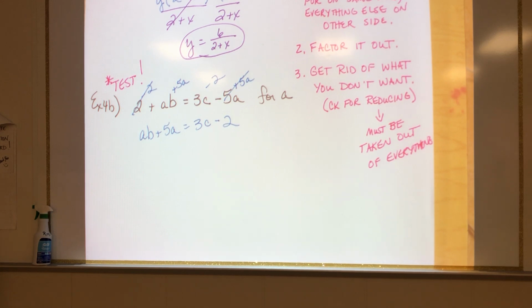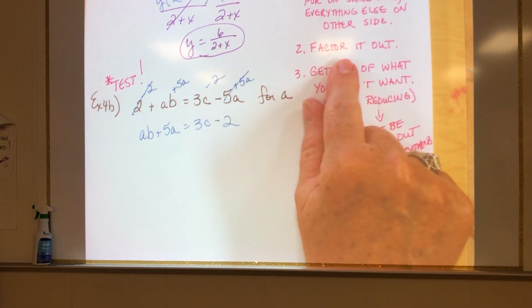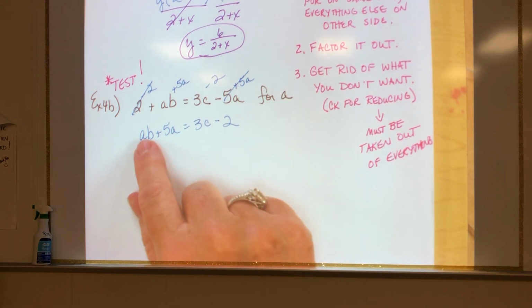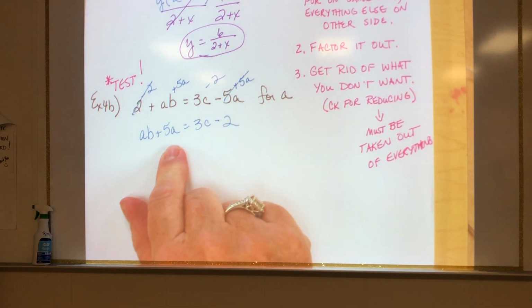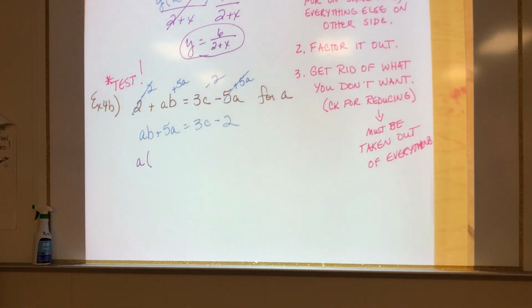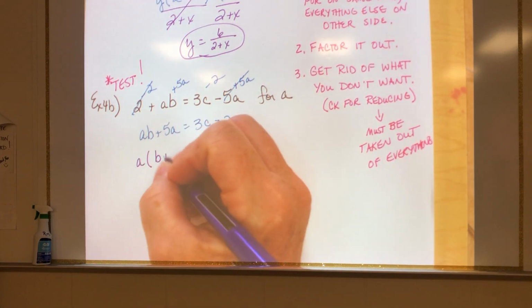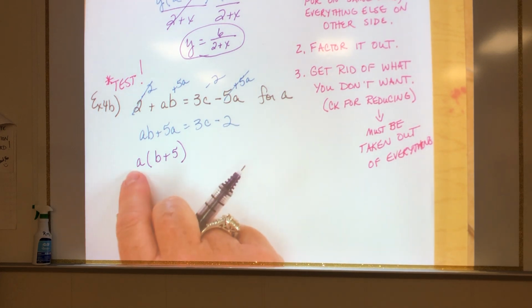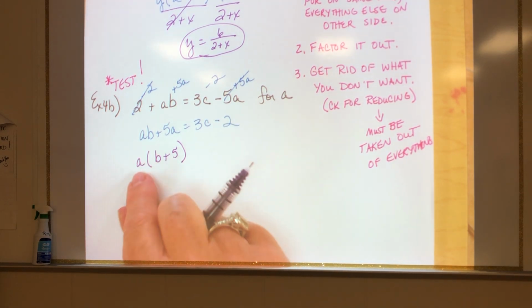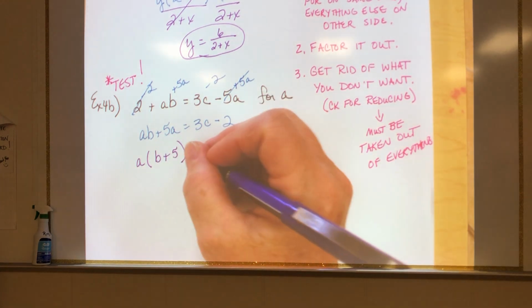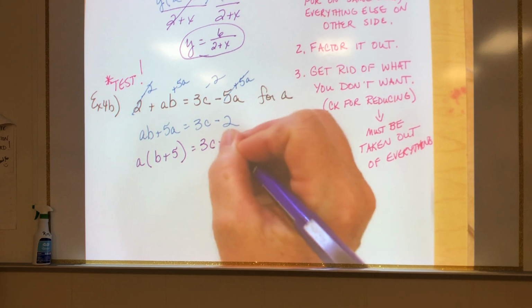Okay. So now I'm going to have to factor it out. I can only solve for one A. So I got 2 here, and you can't collect like terms, so I'm going to take him out. And when you take that A out, when you factor him out, what are you left with? B plus 5. And then look, you can always check right here and see if you're right. What's A times B? A B. What's A times 5? 5A. So I'm right. I just wrote it a different way. It's equal to 3C minus 2.